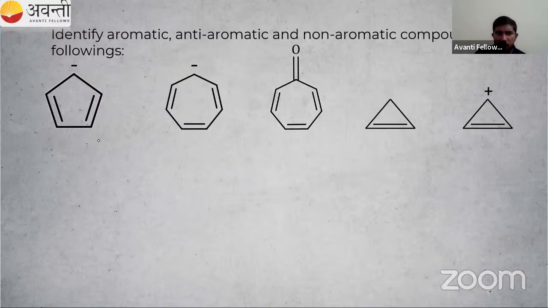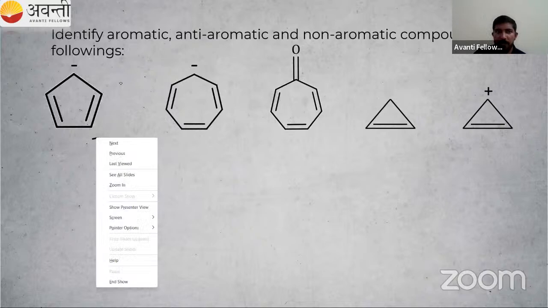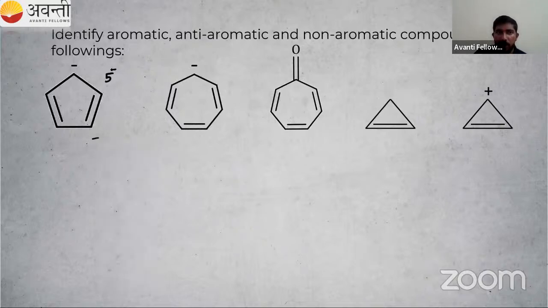Then I can call it a 5-member ring. How to remember? This is 5 minus: a 5-member ring with a minus charge. You can remember it like that, 5 minus. So aromatic or not? You have to tell me. Then the second one, pi electrons: 2, 4, 6, 8, so 8 pi electrons.